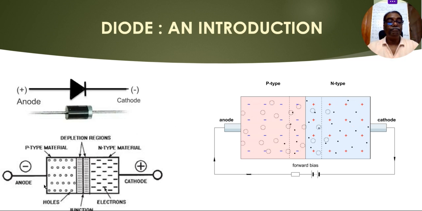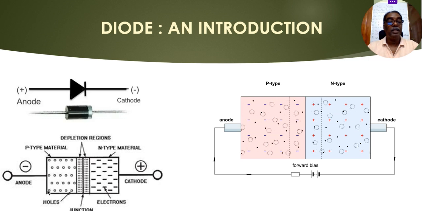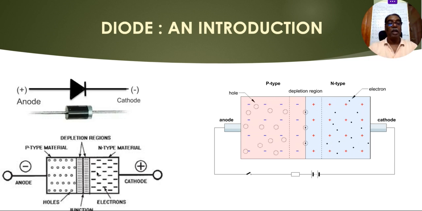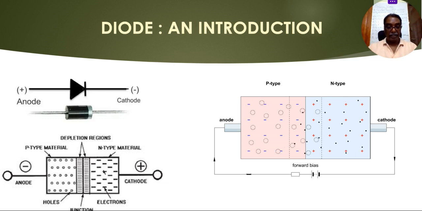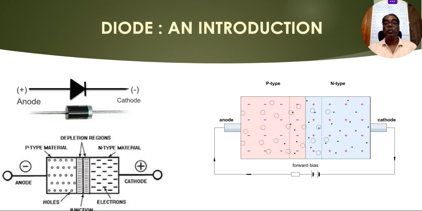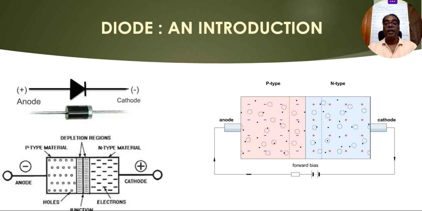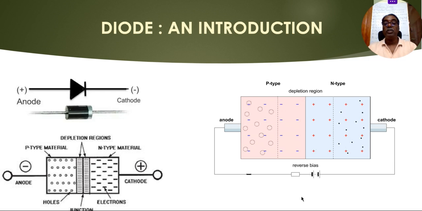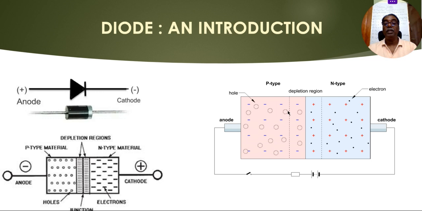And this diode has holes as the majority carriers in the p-type and electrons as the majority carriers in the n-type. And this diode can behave in two different ways. It can behave in a forward biased or reverse biased condition as shown in the animation diagram.